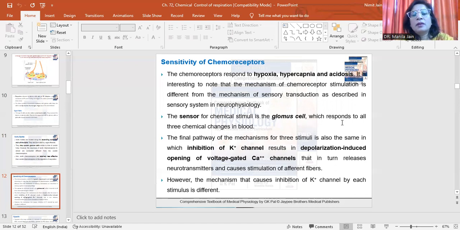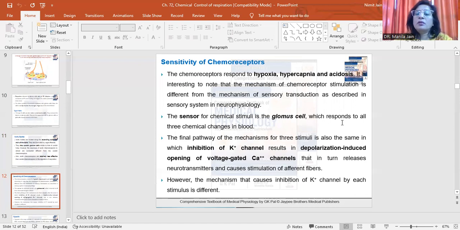The sensor for chemical stimuli is the glomus cells. Which cell? Glomus cell. So, the glomus cell is the sensor for chemical stimuli, which responds to all three chemical changes in the blood.